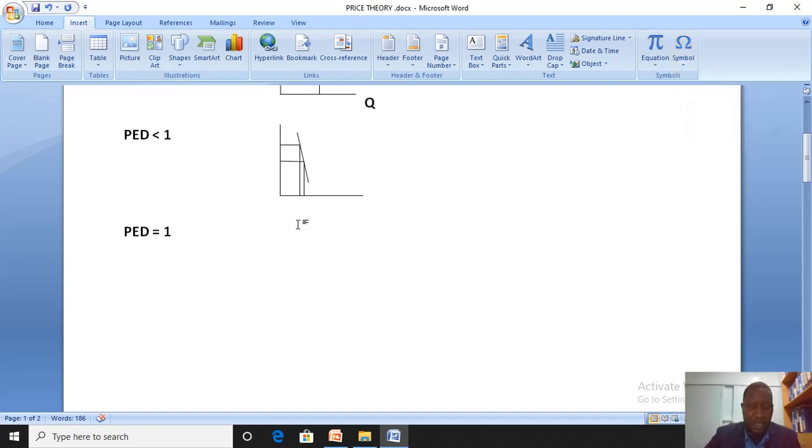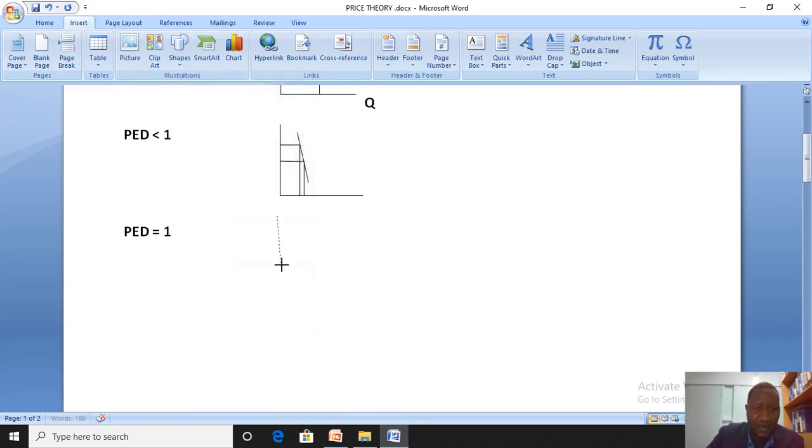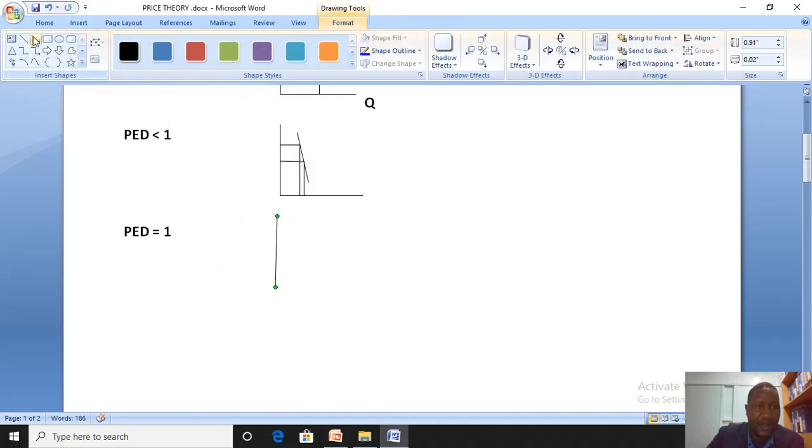The percentage change in price causes the same percentage change in quantity demanded. The graph for unit elastic demand will look like this. Let's say that's the price and that's the quantity. The graph goes like that.